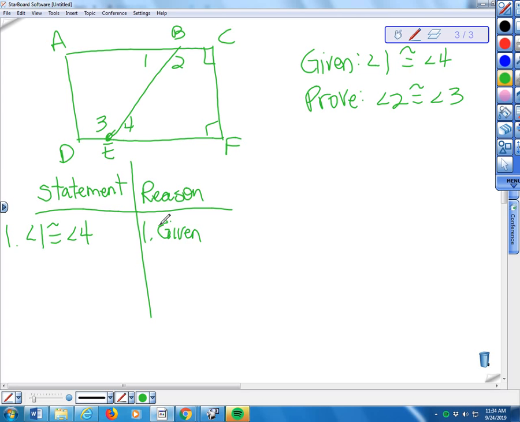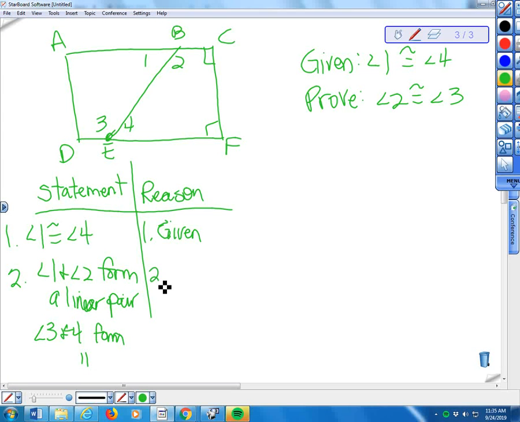Now, several of you that I looked at said that you could say angle 1 plus angle 2 equals 180. That is a true statement, but technically in a proof, you've got to show that they're aligned before you can jump to the fact they're equal to 180. So you're going to have to say angle 1 and angle 2 form a linear pair, and angle 3 and angle 4 form a linear pair. That's just definition of linear pair.